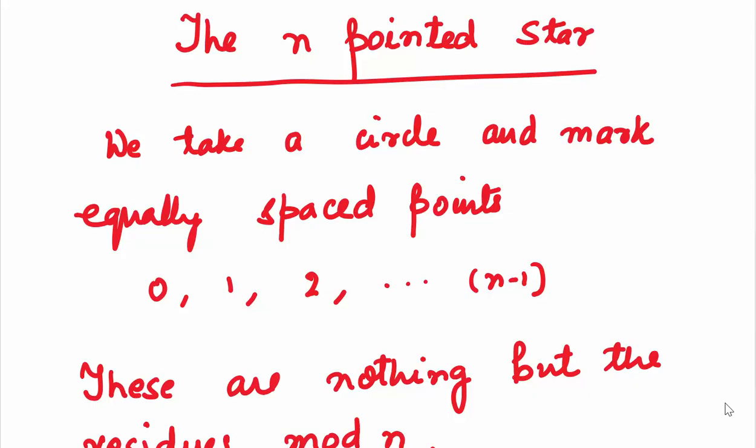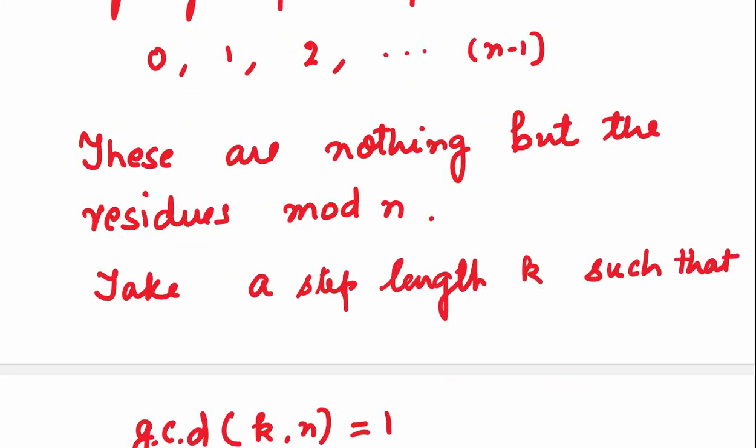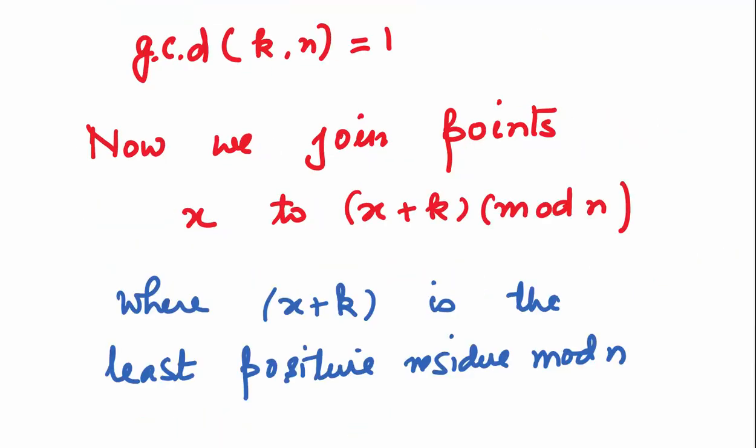First of all, we take a circle and mark equally spaced points 0, 1, 2 up to n minus 1. These are nothing but the residues mod n. Next, we will take some step length k such that GCD of k and the modulus n is 1, that is, they are relatively prime. Now we will join the points x to the least residue x plus k modulus n.